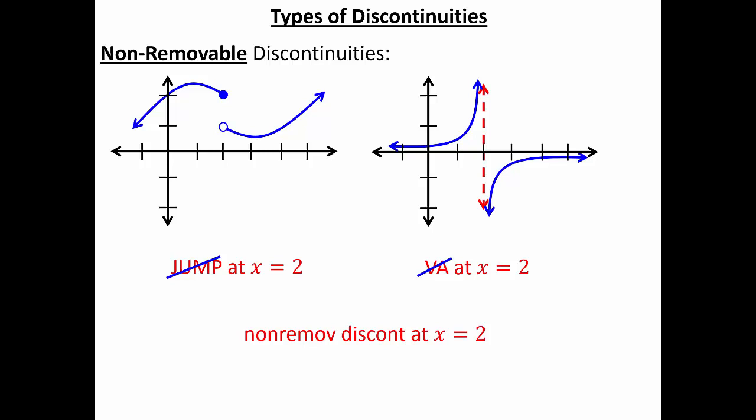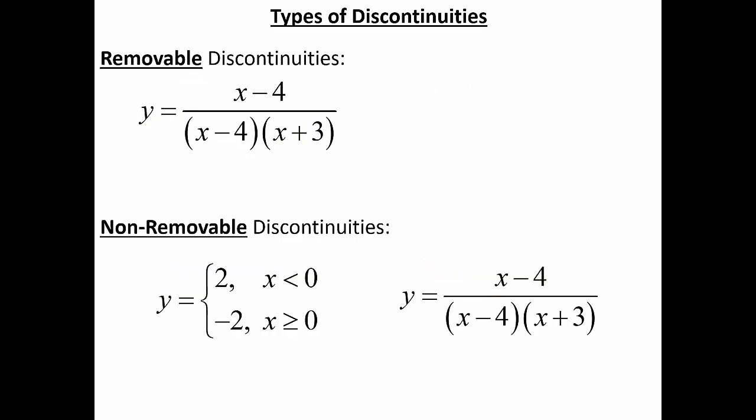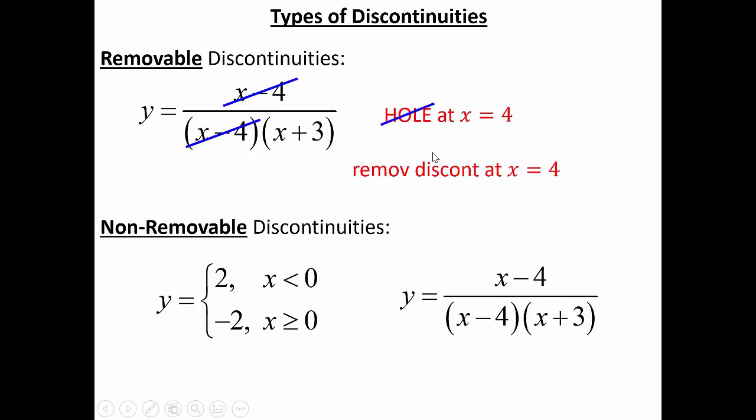Those are graphical representations. Let's take another quick look at the algebraic, which again, we've already done. The removable discontinuity is the one where you can remove the factor. So x equals 4 was the discontinuity. It would cancel, so it's a hole or a removable discontinuity at x equals 4. Down here for the non-removable, remember x minus 4 canceled, so x plus 3 did not. So x equals negative 3 will be the non-removable discontinuity, or the vertical asymptote.